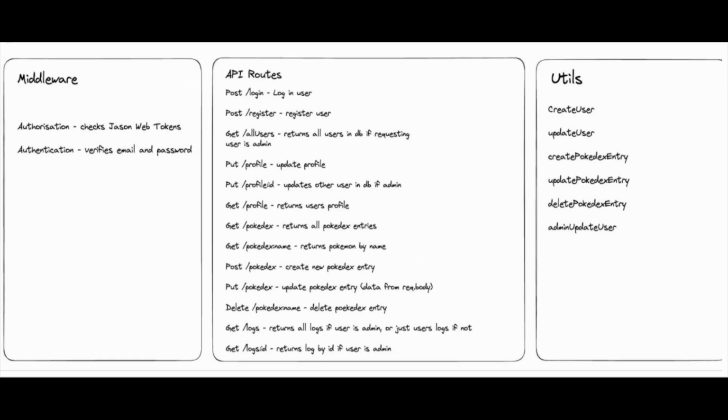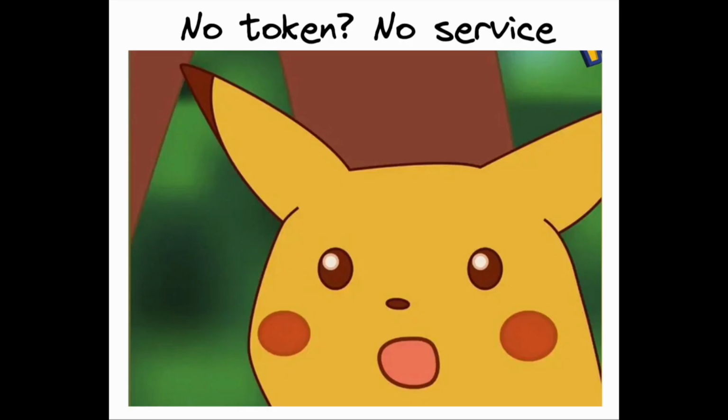Our system also includes some routes such as login and registering routes and reading Pokemon entries. These routes are secured by our middleware here, which does authentication and authorization. And we also have some utility functions to help improve code readability and separation.